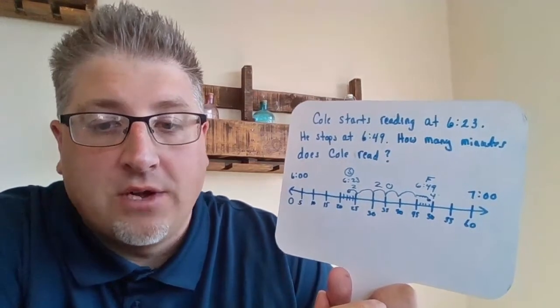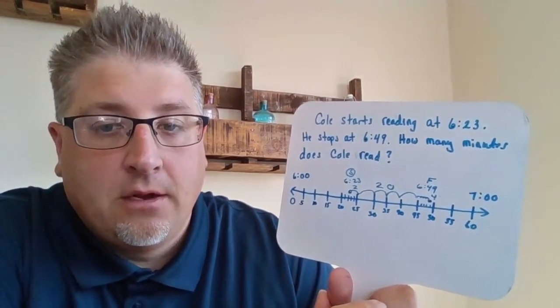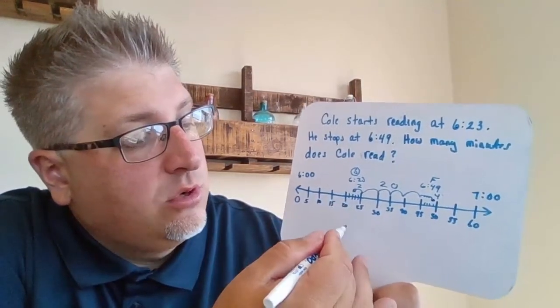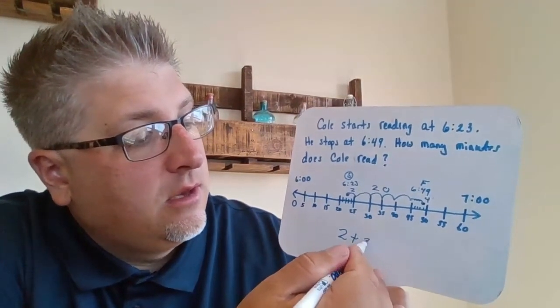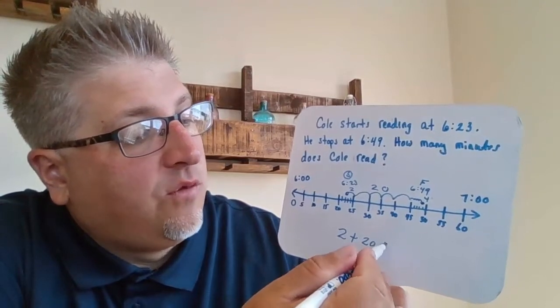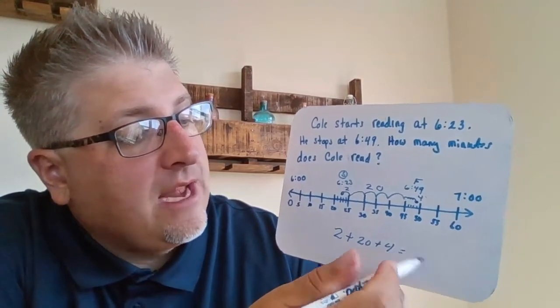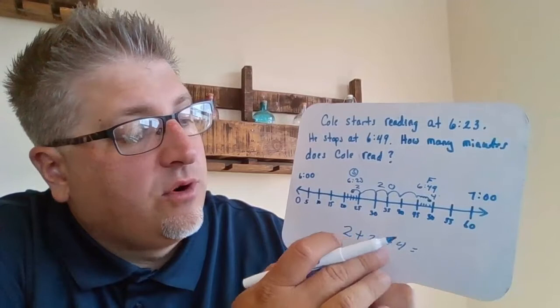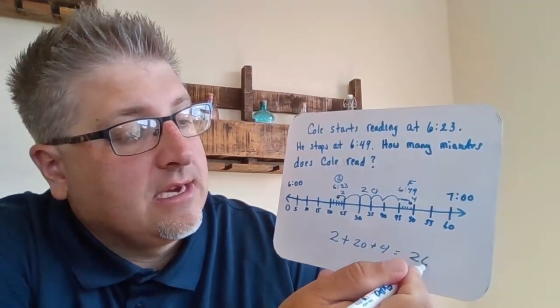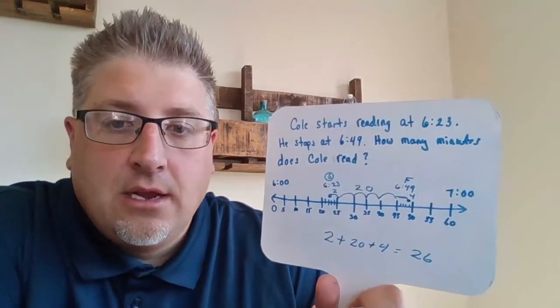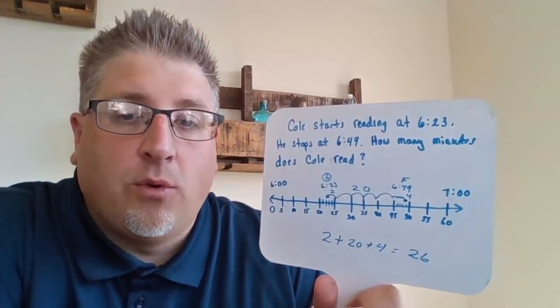So I have 4 more tick marks there. All right? So I have 2 plus 20 plus 4. And if we add those up, 2 and 4 is 6, and 20 plus 6 is 26 minutes is what Cole read for.